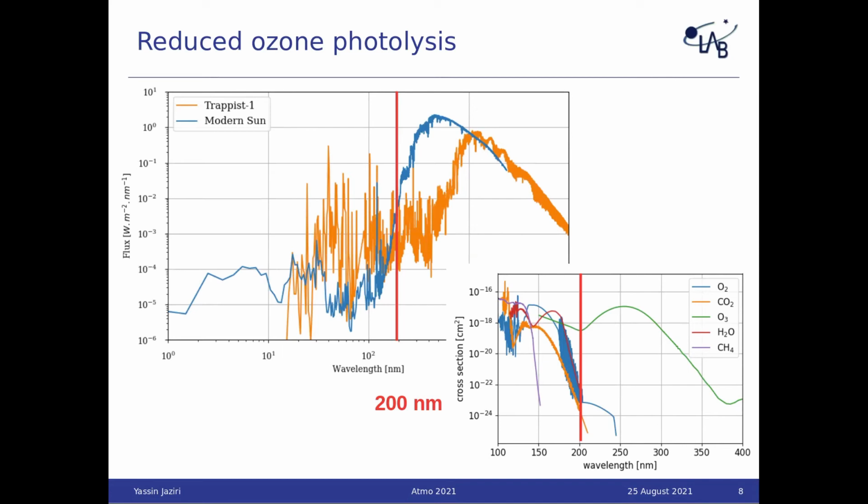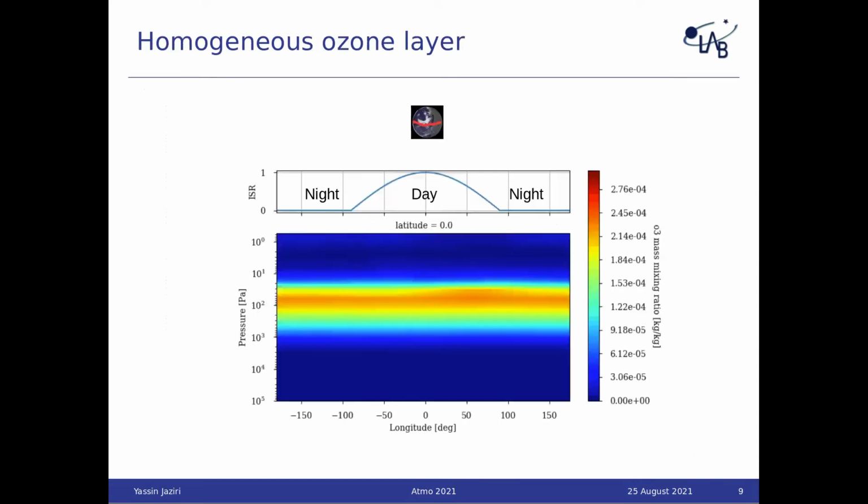So this is an average, but we have a 3D atmosphere, and we can look at the distribution of ozone in this atmosphere. If we first look at the longitudinal distribution of ozone, we can see that the ozone layer is pretty much homogeneous over the planet, even though on the night side we do not have photochemistry.